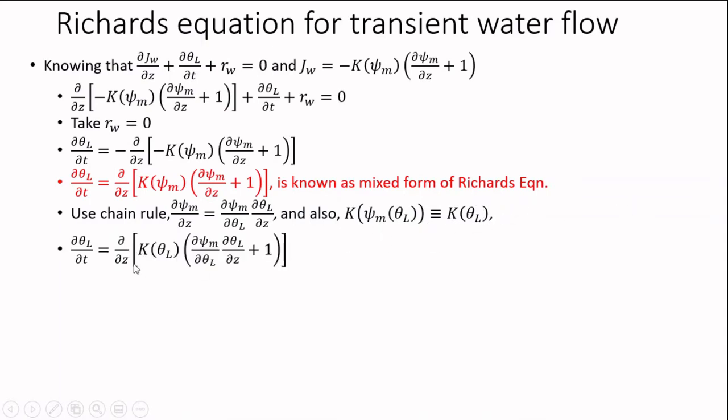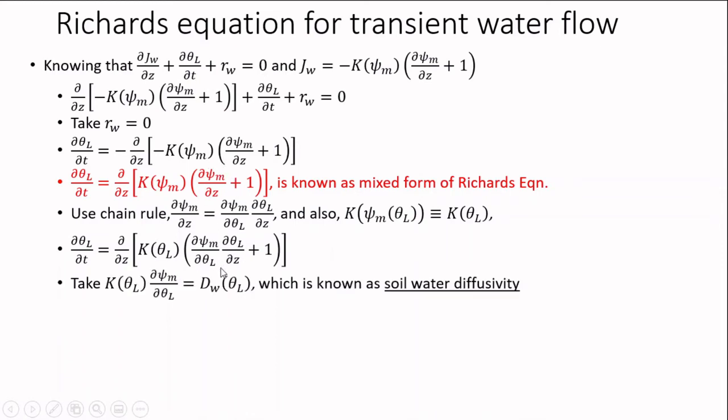All right. And now, of course, we can change the unsaturated hydraulic conductivity, which is a function of matric suction, to unsaturated hydraulic conductivity as a function of water content. And then, of course, we include the chain rule effect after the spatial derivative of matric suction. So we have a new form, something like this. And then, of course, we can take this K(θL), and also the water content derivative of matric suction combined together, and we call it D(θL), which is known as soil water diffusivity.